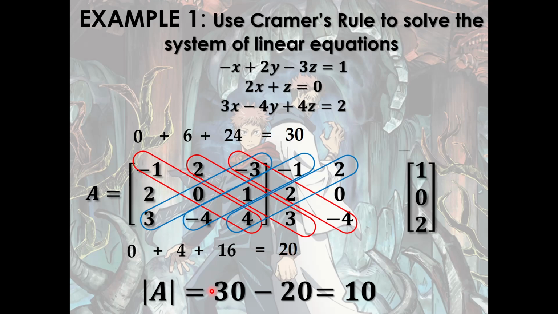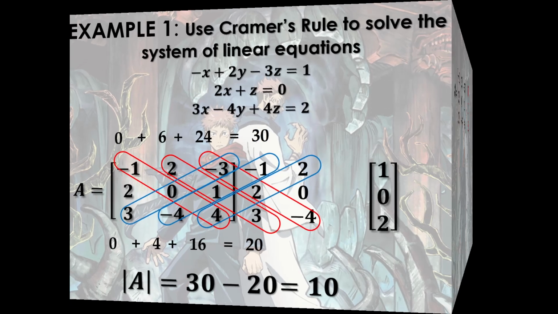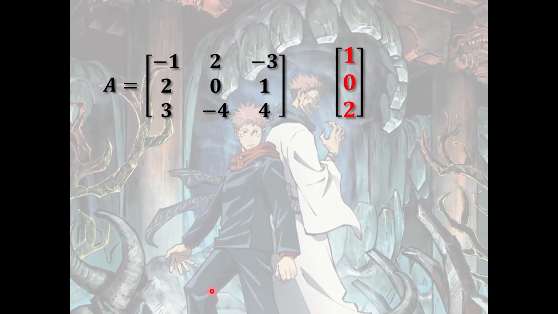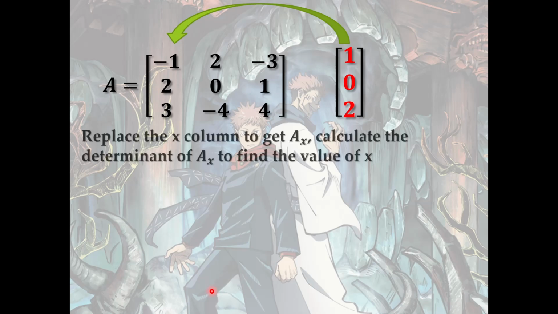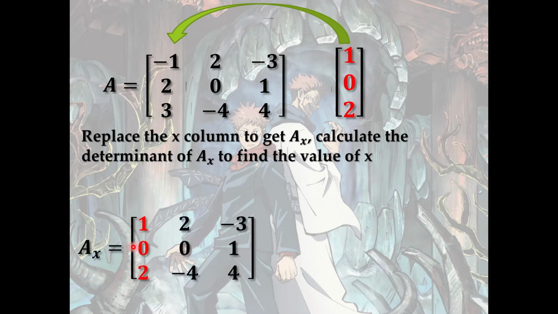Okay, now we have our determinant of A. Let's find Ax. So Ax is when we replace the column of x by this constant matrix. We just replace the column of x, so we get a new matrix like this. So now this first column becomes this column. Column 2 and column 3 remain the same, but this one is your new column.